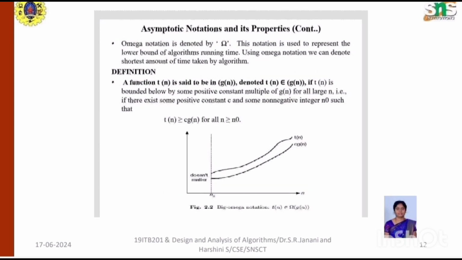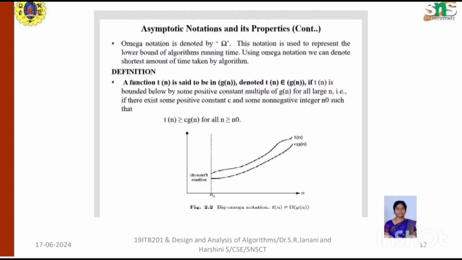The second asymptotic notation is omega. This notation is used to express the lower bound of the algorithm's running time. Using omega notation we can denote the shortest time, whereas in the big O notation we can denote the longest amount of time taken. It is the same logic but with a different explanation.